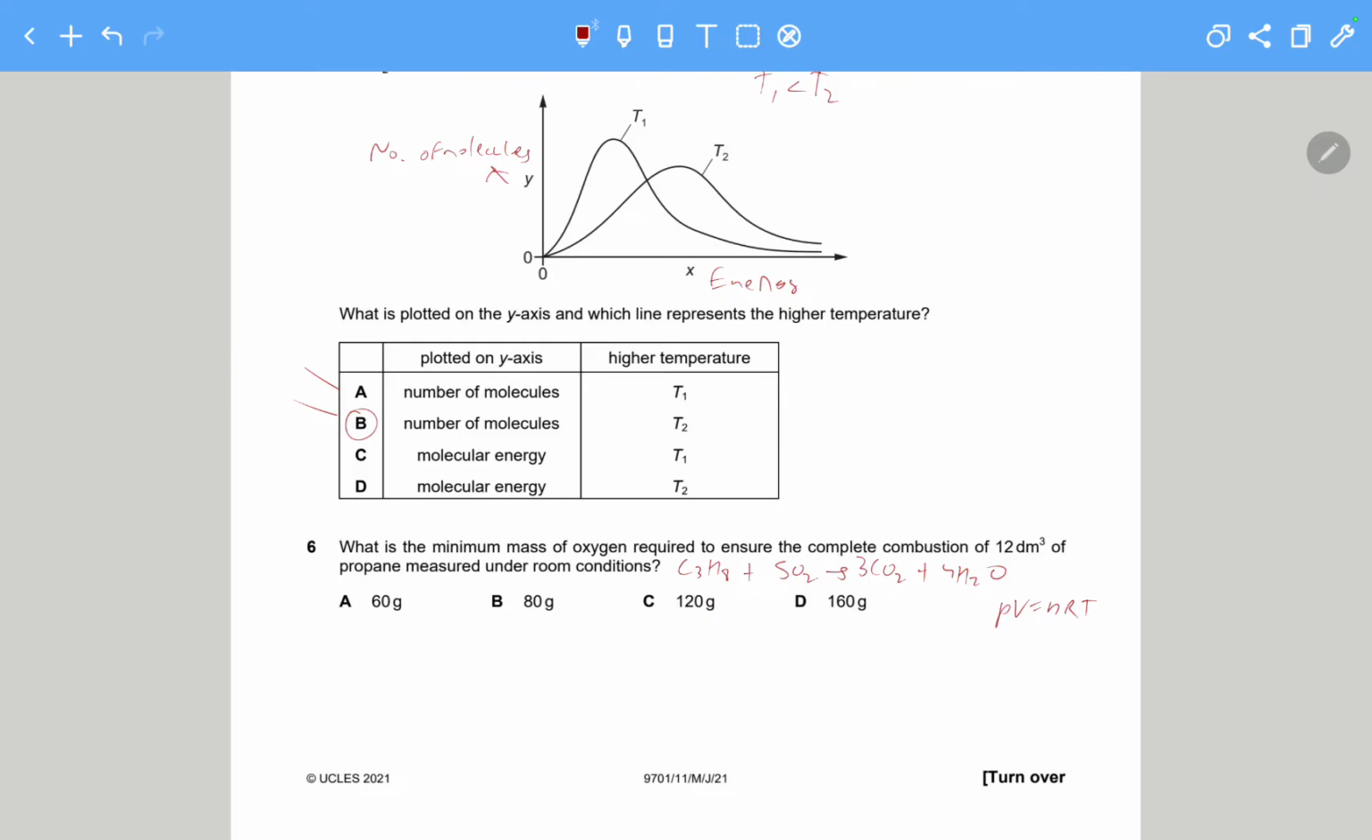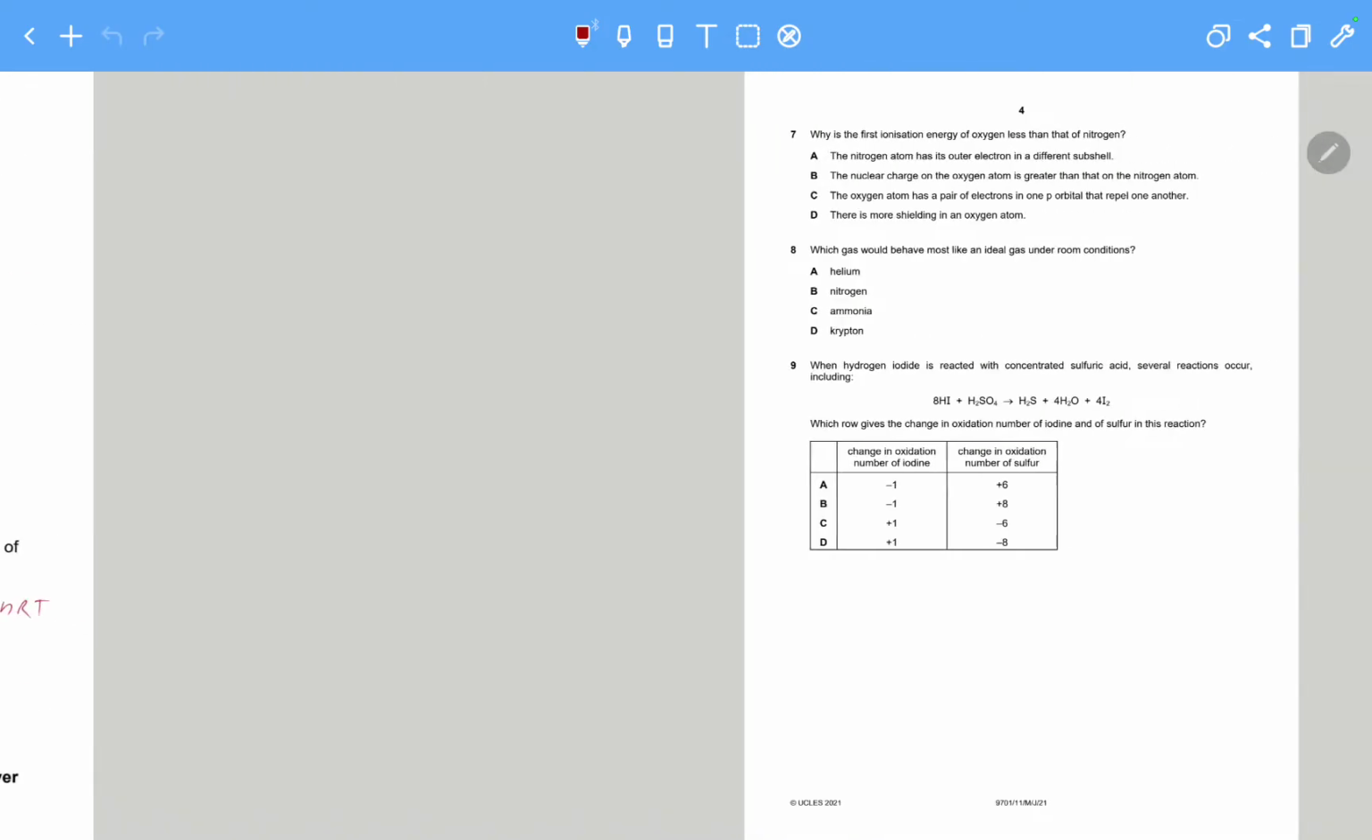So half a mole of propane will react with 5 moles of oxygen because they are reacting in a 1:5 ratio. Sorry, 1 mole of propane will react with 5 moles of oxygen. So half a mole of propane will react with 2.5 moles of oxygen, 1:5 ratio. So we have 2.5 moles of oxygen, and therefore the mass of oxygen will be 2.5 moles times the molecular mass of oxygen, which is 16 into 2, and this is equal to 80. And that's what the answer is, B.